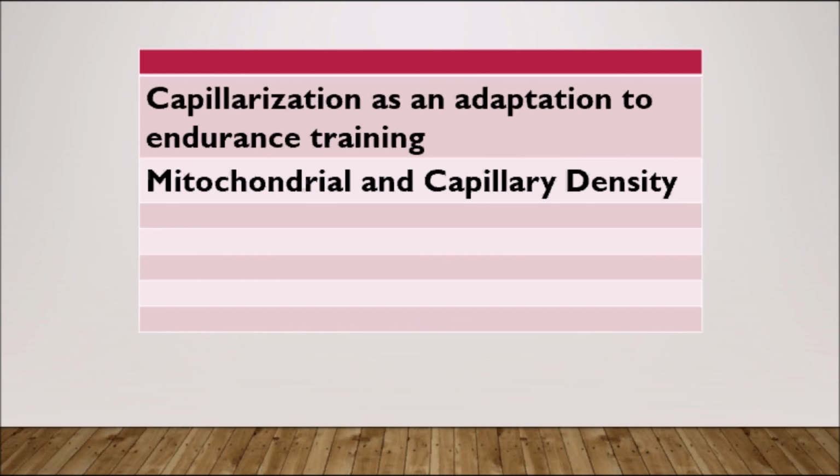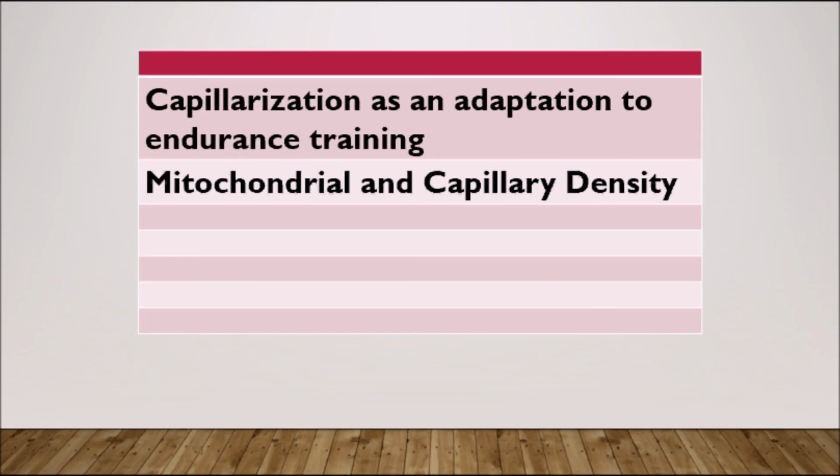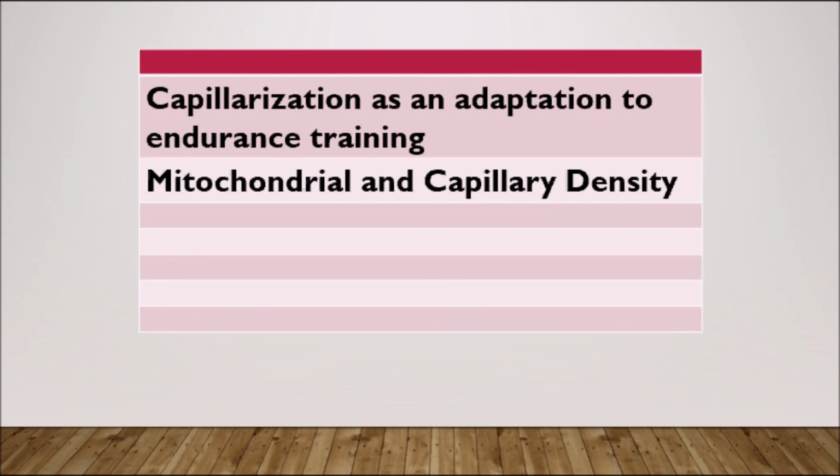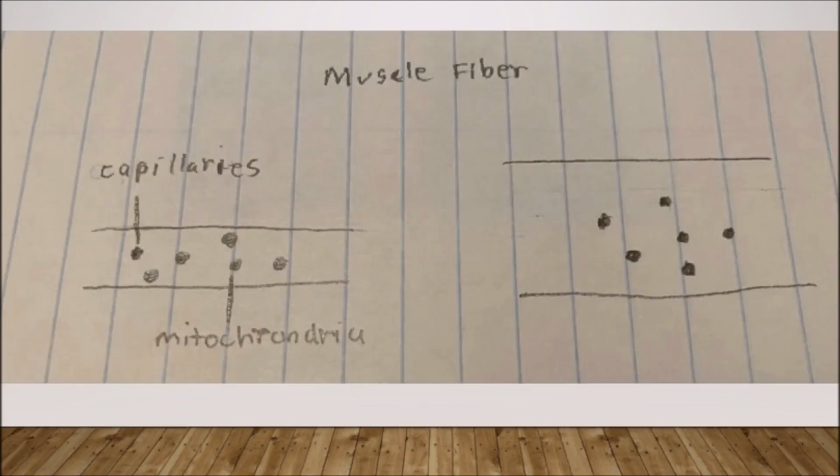Despite muscle growth, the number of mitochondria and capillaries remains the same. Therefore, muscular endurance is compromised because the same number of mitochondria and capillaries will have to sustain a muscle fiber of a larger size. This same muscle fiber now has a lower ratio of capillaries and mitochondria per area because the muscle fiber is larger, hence why the capillary and mitochondrial densities are lowered. This is evident in my poor drawing.